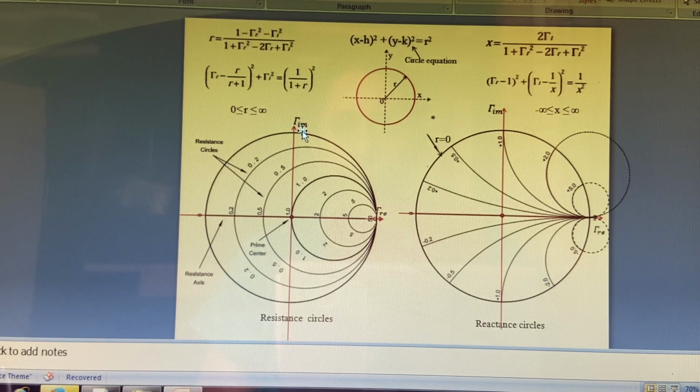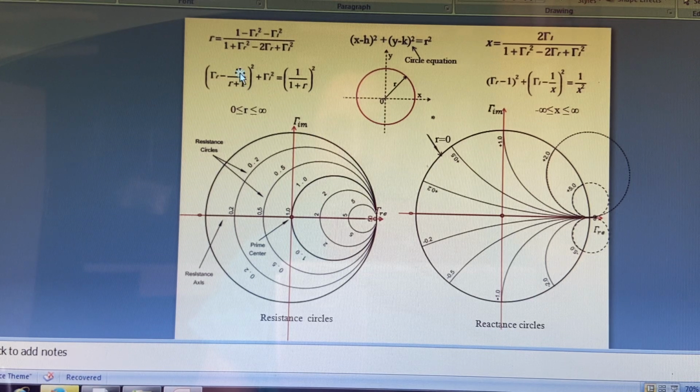So here the imaginary part of the reflection coefficient and the real part of the reflection coefficient are like y and x of this circle. And r is the normalized resistance. For each value of this r, there is a particular center and radius, so that forms a circle as shown in this figure.